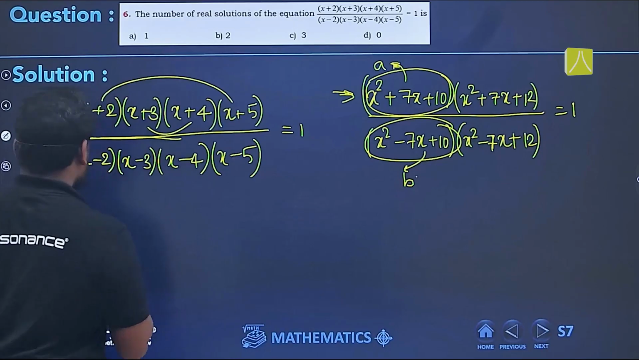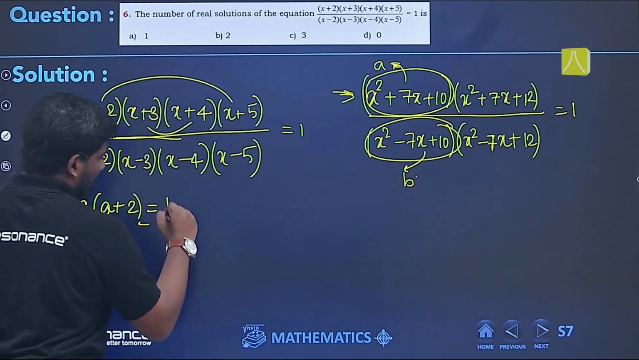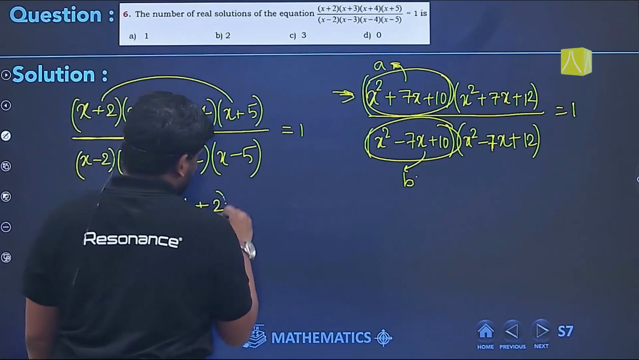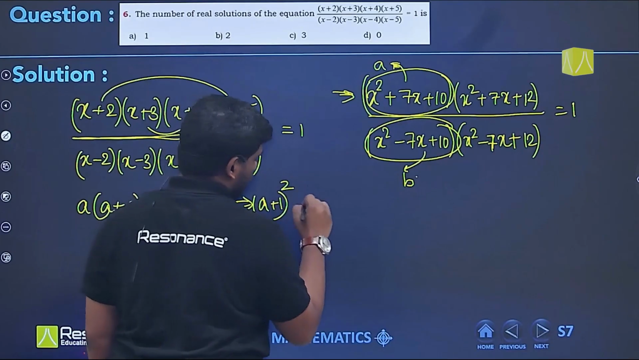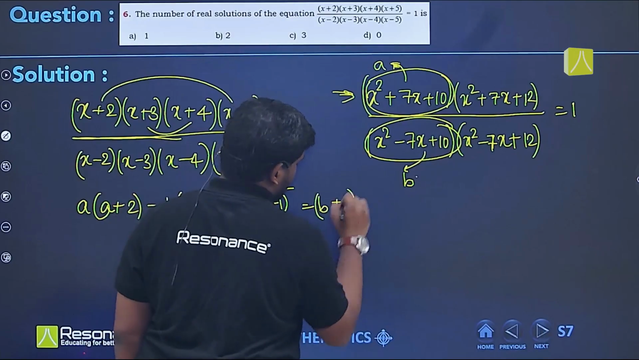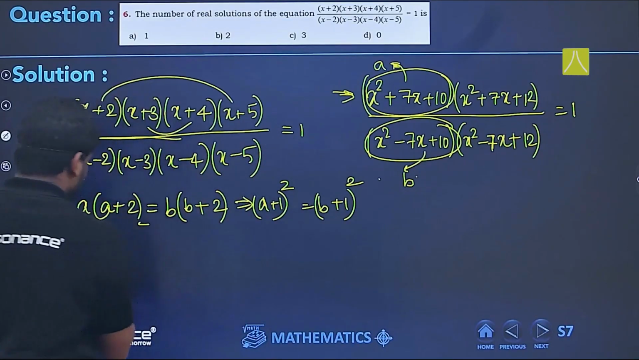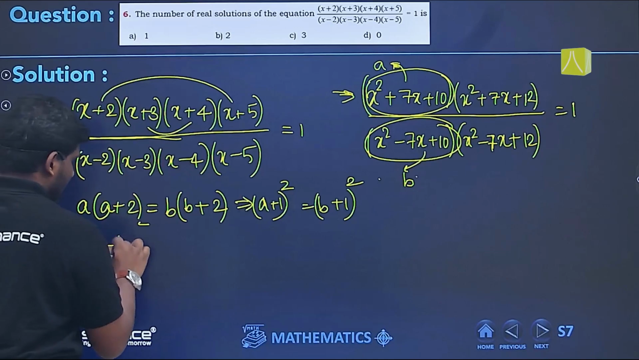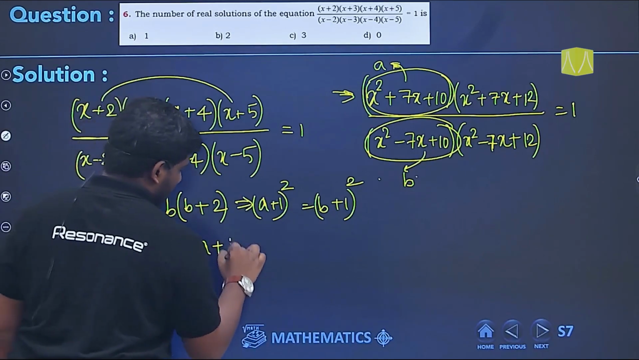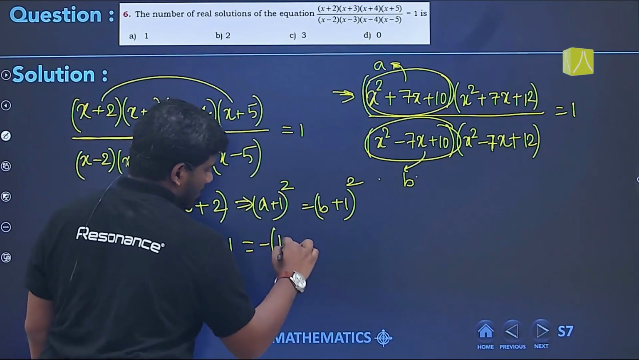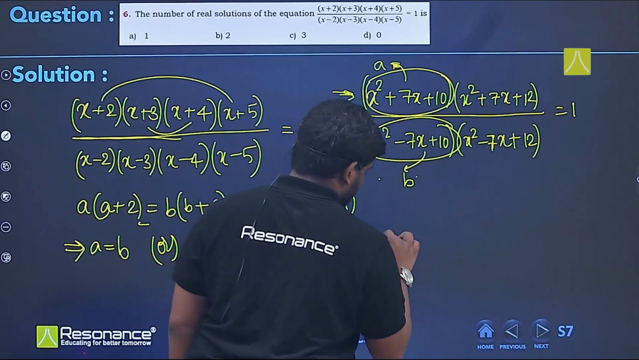Alright, now it is A into (A plus 2) equal to B into (B plus 2). Now if I add a 1 on both the sides, it is (A plus 1) square equal to (B plus 1) square. From here you get A equal to B as a solution, or A plus 1 equal to minus of (B plus 1). So that's A plus B plus 2 is 0.